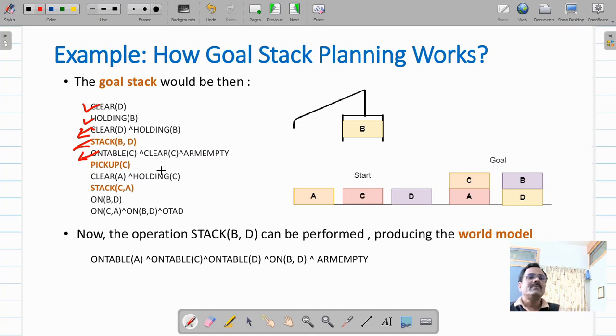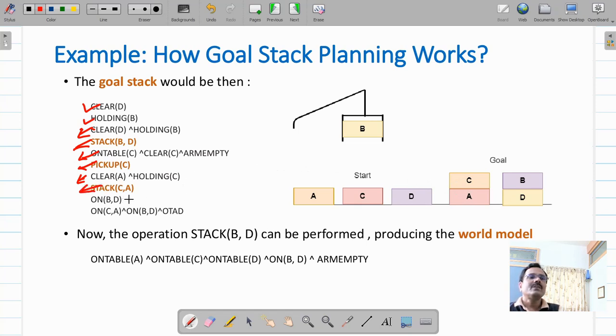Now pickup C can be performed directly because the arm is empty. So perform this, remove it from the stack. Now you will have to check this compound goal, clear A and holding C. Yes, A is clear and holding C is true because the arm is holding C now. So you are going to remove this from the stack and then perform stack CA, which you can perform because the preconditions are satisfied. So put this C on A, stack CA operation, that is one of the sub goals that you have achieved. Remove this from the stack.